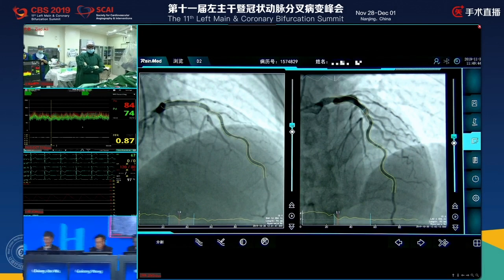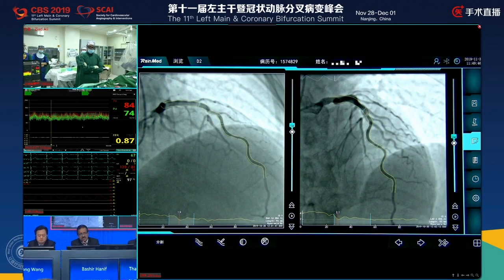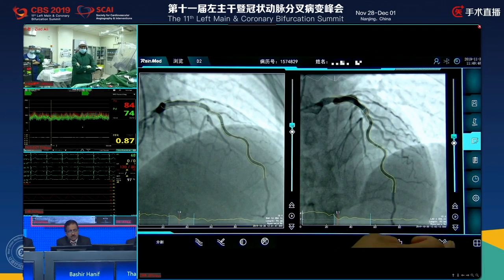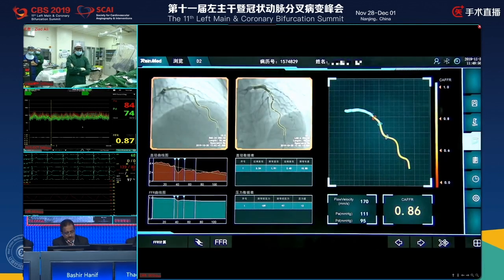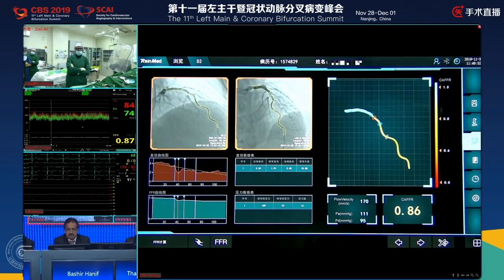Was this an acute coronary syndrome, like any ECG changes or troponins or any cardiac? No, isolated chest pain with risk factors of hypertension and hyperlipidemia.